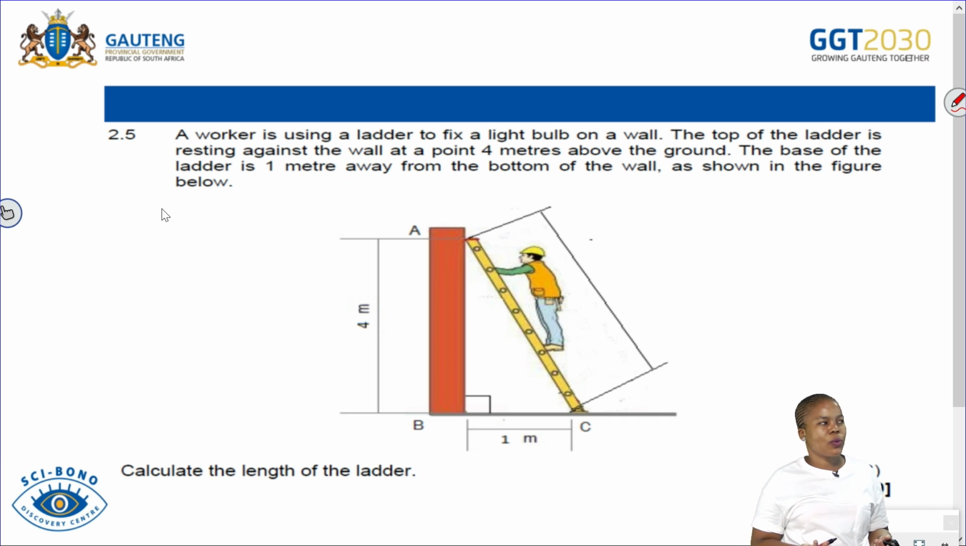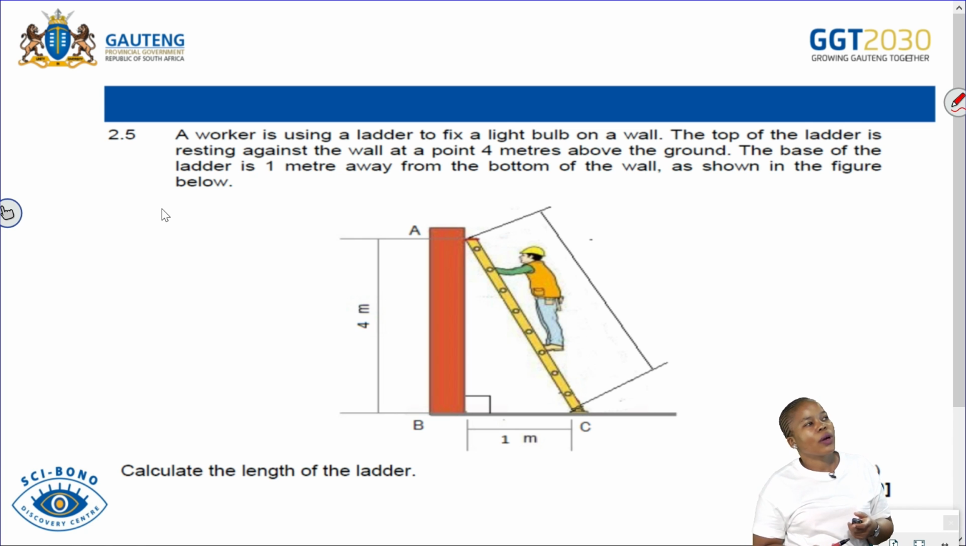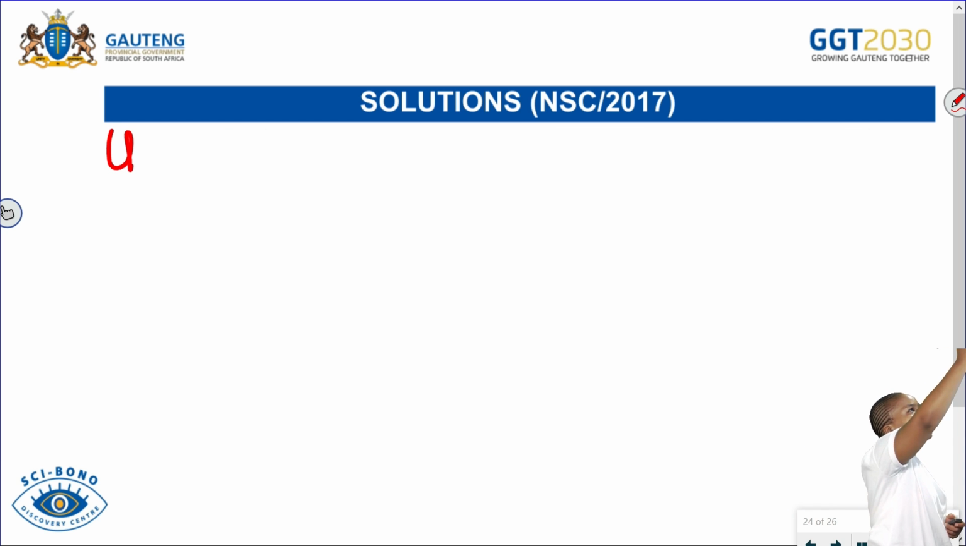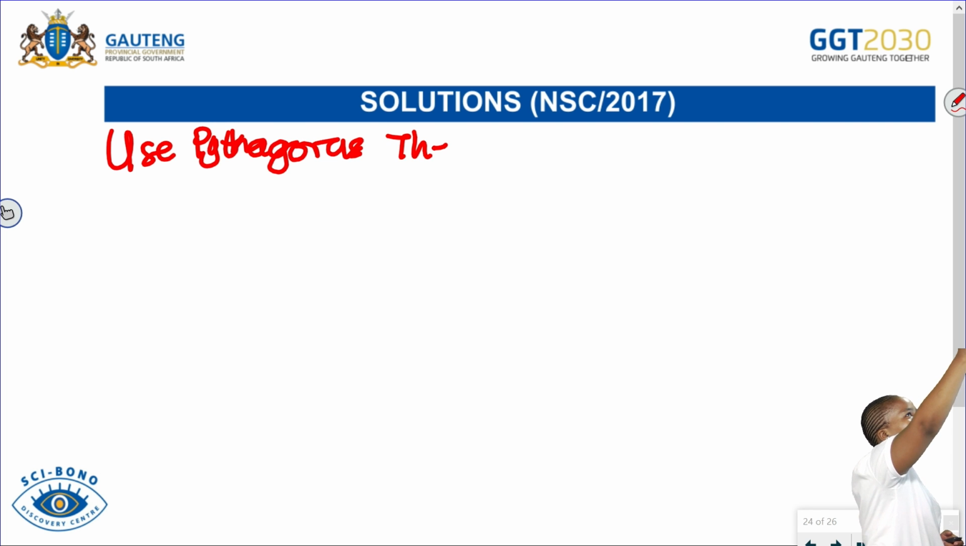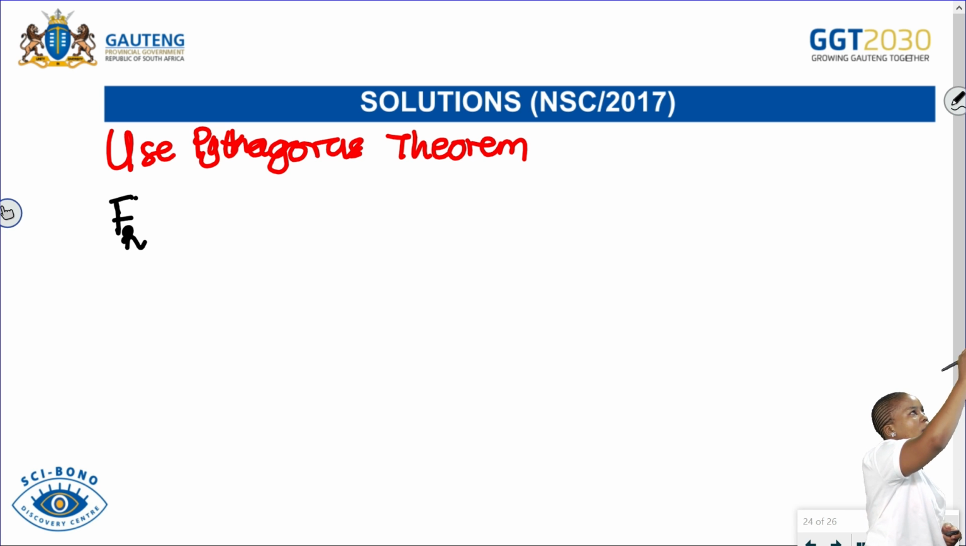Okay, so now because we are aware of the y and we are aware of the x side, we can easily find the length of the ladder by looking at it. We can even use the Pythagoras theorem. Okay, so we've got 4 in your y and 1 in your x, and we're looking for FR. So I'll say for you, use Pythagoras theorem. Okay, let's put it into practice. We say we want to know FR.